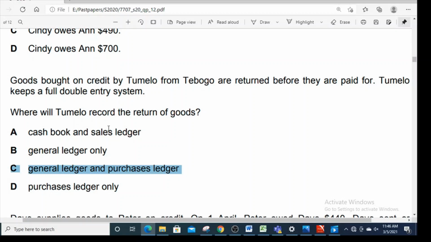Now, let's see why A, B, or D are not correct. A says cash book and sales ledger. No, because first of all, it has got nothing to do with accounts receivable. Sales ledger has accounts receivable. And since no cash payment is involved, cash book is not required here. General ledger only, no, because we need purchases ledger too. D has only purchases ledger, so that can't be the answer. So the correct answer is option C.